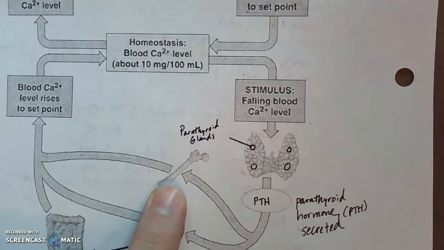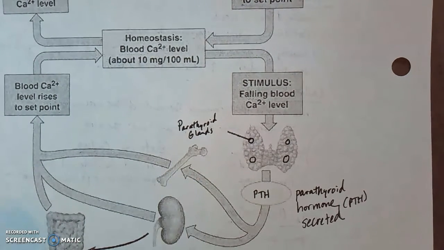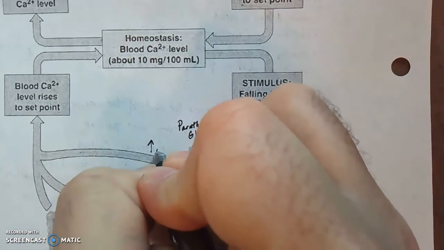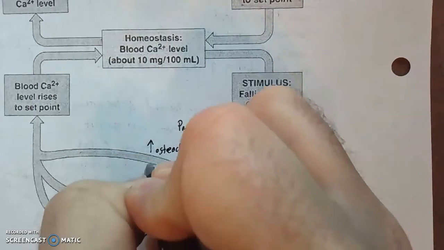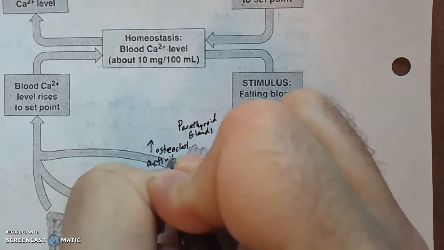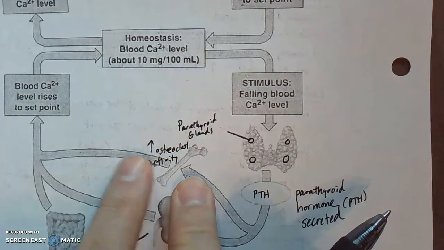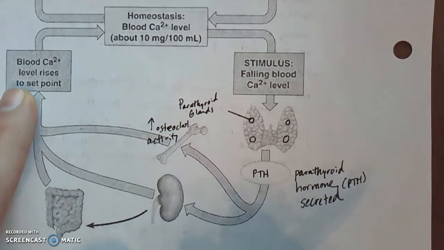One is your bones. We know that bones have a rich blood supply. What this does to bone is it increases osteoclast activity. So we're going to break down some bone, which is going to cause your blood calcium level to rise.